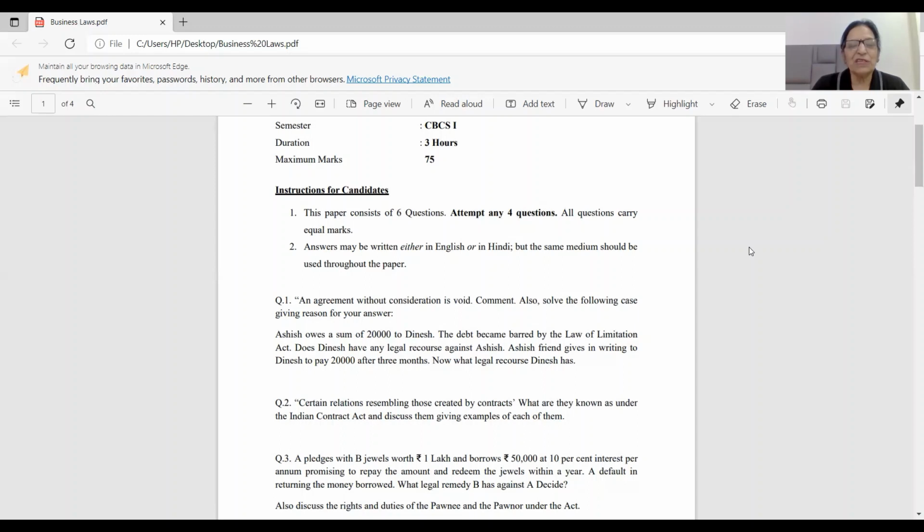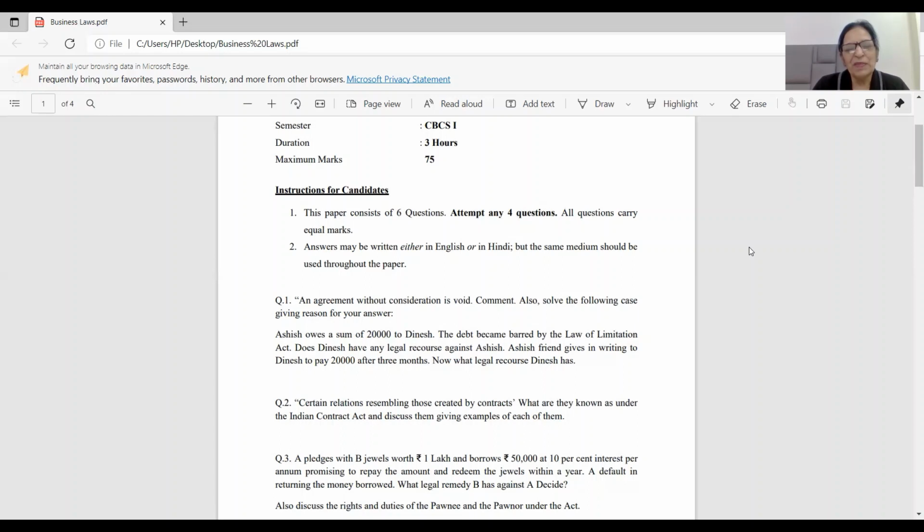Coming to the second question, friends, certain relations resembling those created by contracts. What are they known as under the Indian Contract Act? And discuss them, giving examples of each of them. So friends, these are the quasi-contracts or constructive contracts.